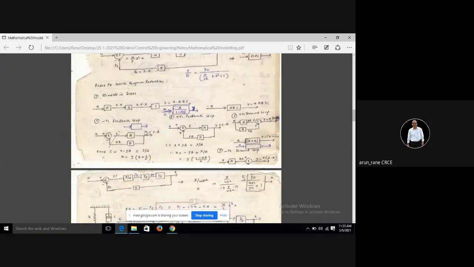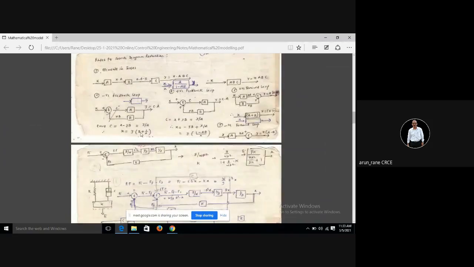Coming to the rules for the block diagram reduction. If the elements are in series, which we have already seen here, it straight away gets multiplied. Like you have input disturbance of x. You now multiply here as a. So x into a, that is xa. Then you have another multiplier, that is b, so that's xab. Then third multiplier c, so y is equal to x into abc. So that's your element in series.